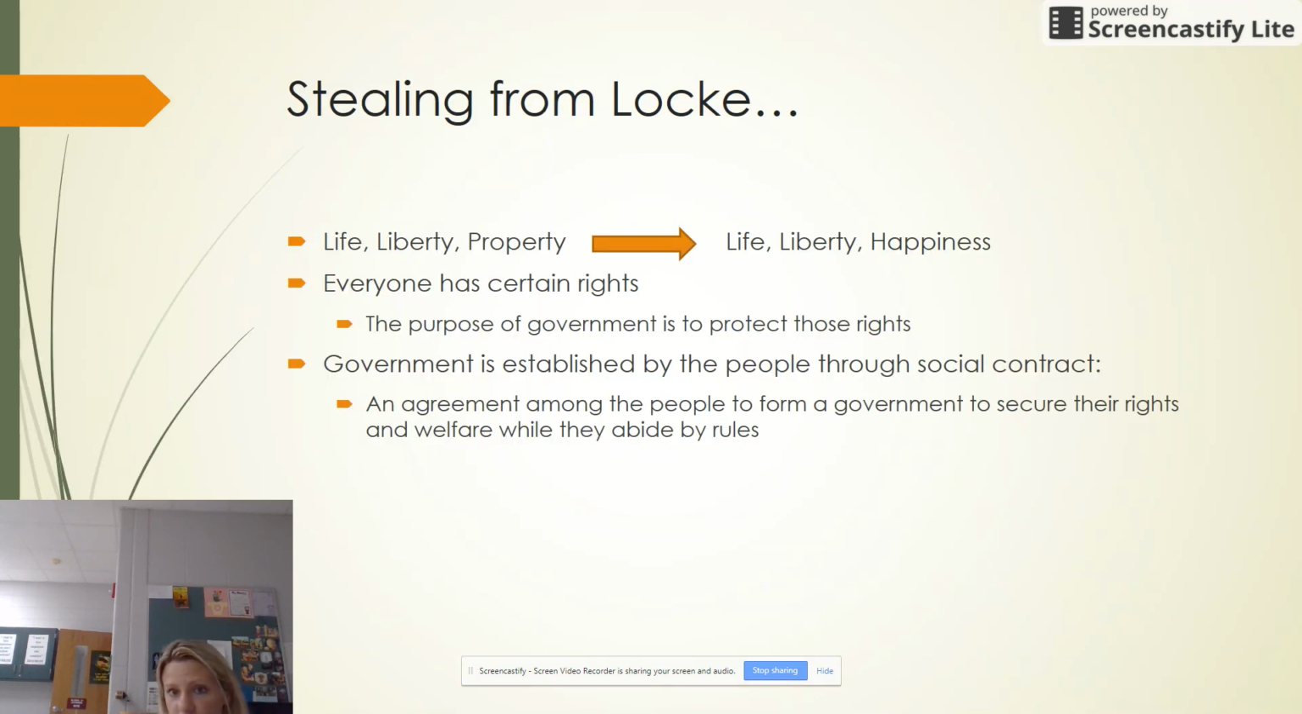So, in that Declaration of Independence, Thomas Jefferson steals some ideas from John Locke, and Locke's ideas of life, liberty, and property become Jefferson's idea of life, liberty, and the pursuit of happiness, declaring that we all have certain rights, and the purpose of government is to protect those rights.